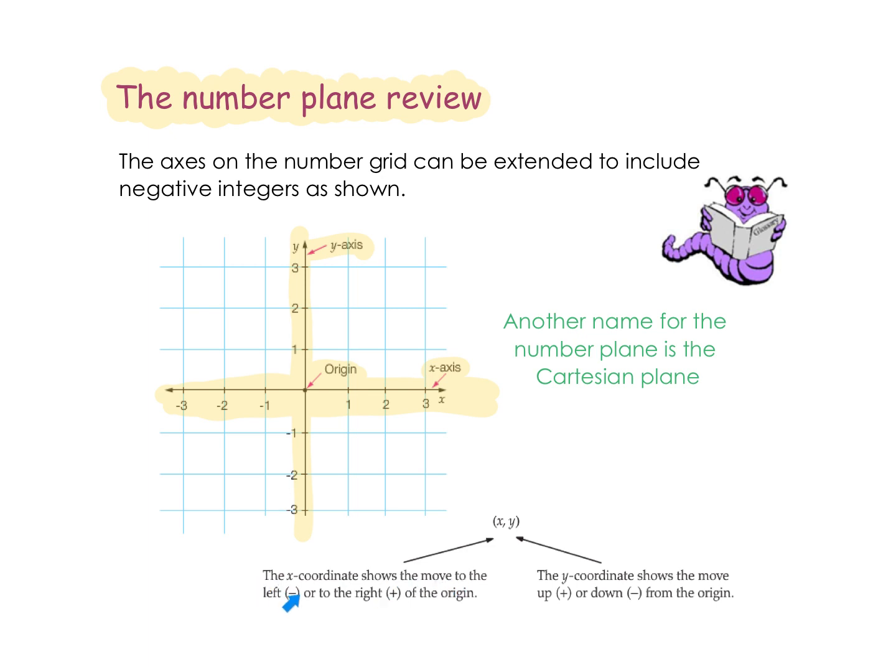X coordinate shows the move to the left or right. X goes first because X is alphabetically superior. That means it's first in the alphabet compared to Y. Y goes next. It shows you up, positive, and down, negative.